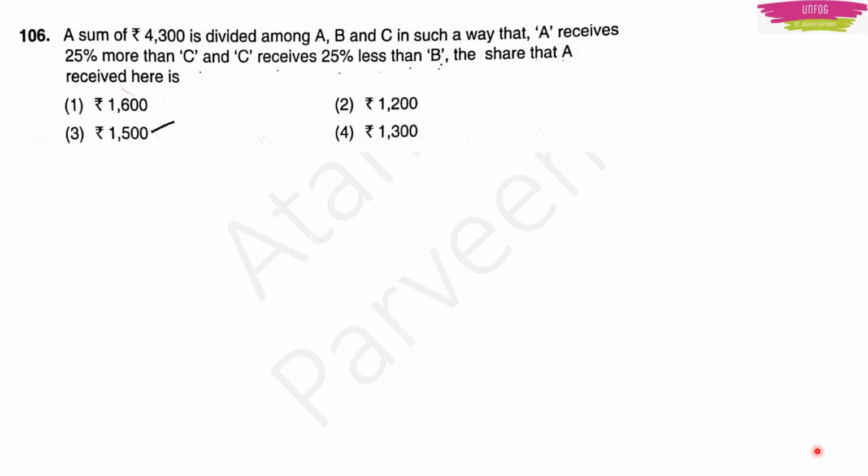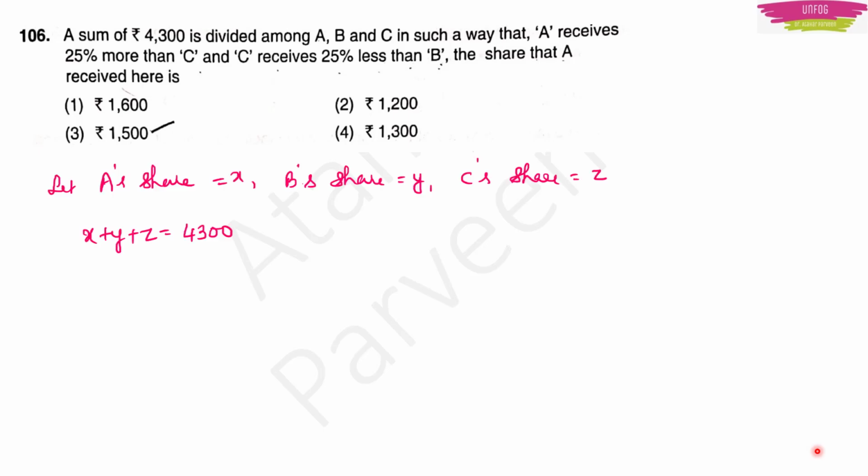Next question. A sum of rupees 4,300 is divided among A, B and C in such a way that A receives 25% more than C and C receives 25% less than B. The share that A received here is. So what you have to do here, first let the share of A be X, let the share of B be Y, let the share of C be Z. Then X plus Y plus Z is equal to 4,300, they are telling in the question.